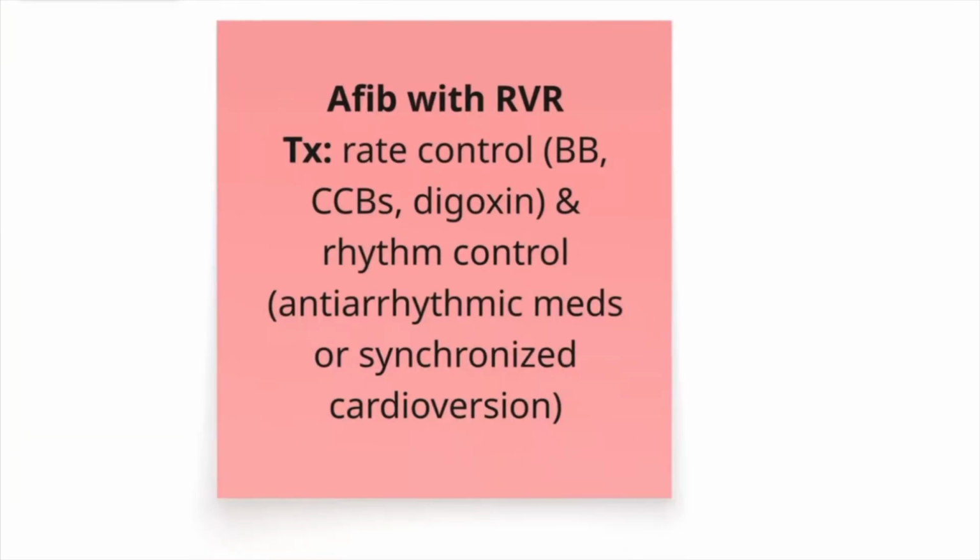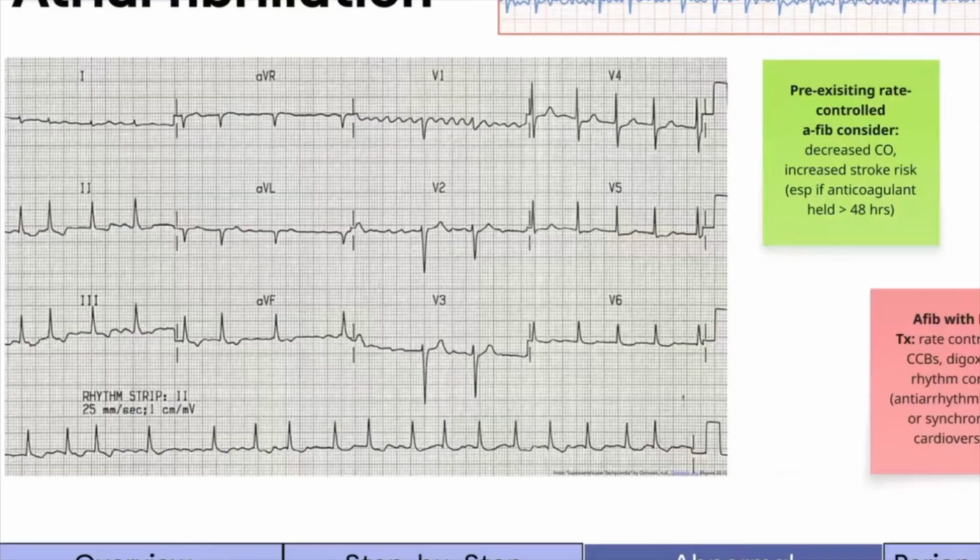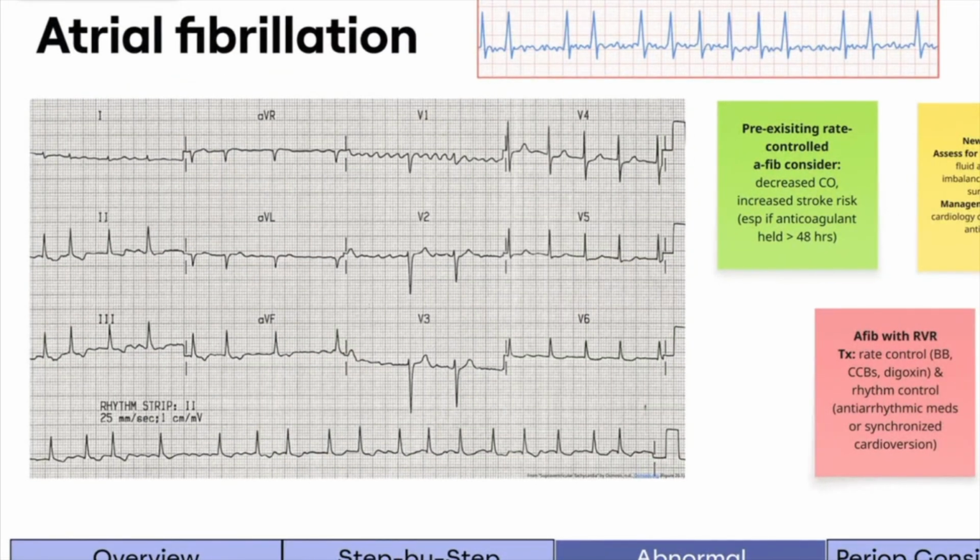If atrial fibrillation occurs with rapid ventricular response, treatment may focus on rate control using beta blockers, calcium channel blockers, or digoxin, and rhythm control with antiarrhythmic medications or synchronized cardioversion. Ultimately, management depends on the patient's hemodynamic stability and overall clinical condition. In this 12-lead example, there are no discernible P waves, and the QRS complexes are irregularly irregular.